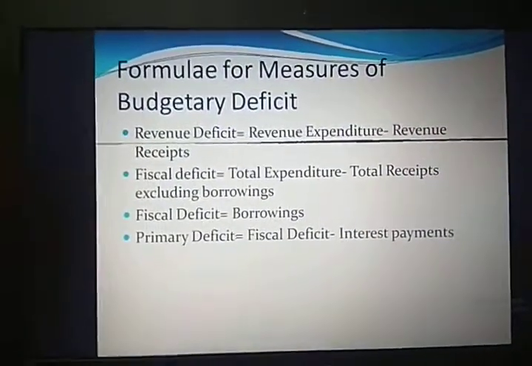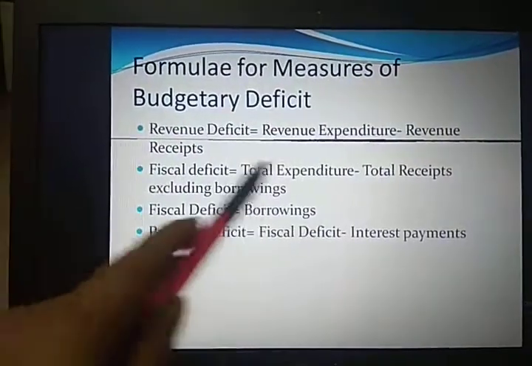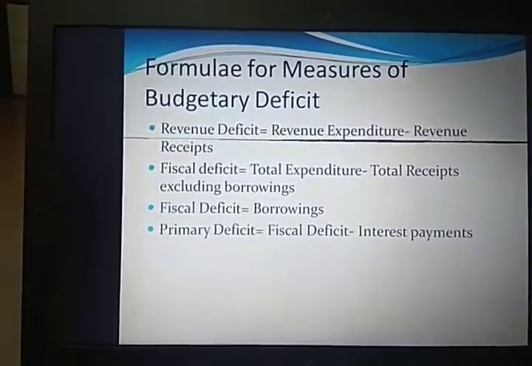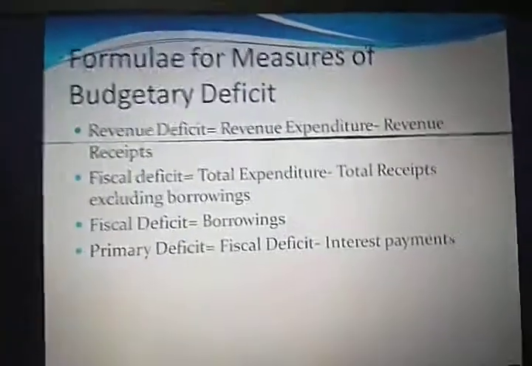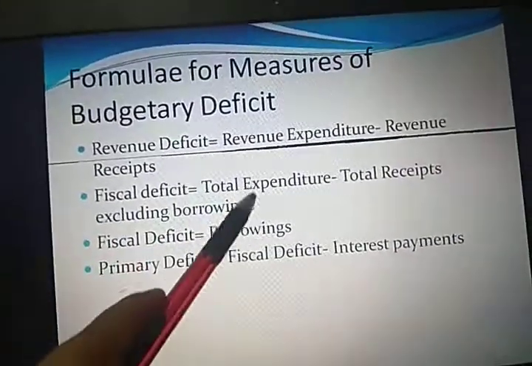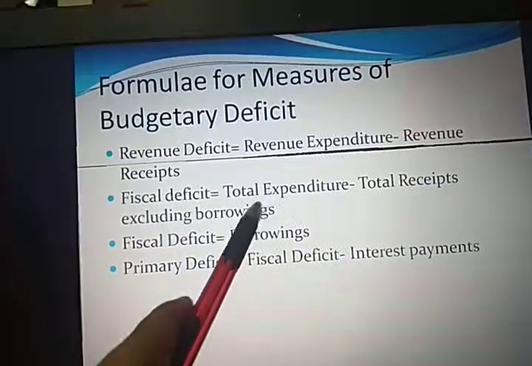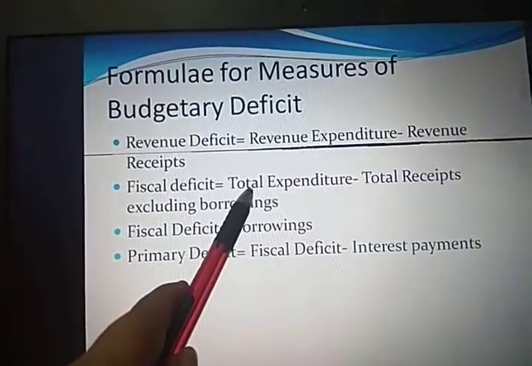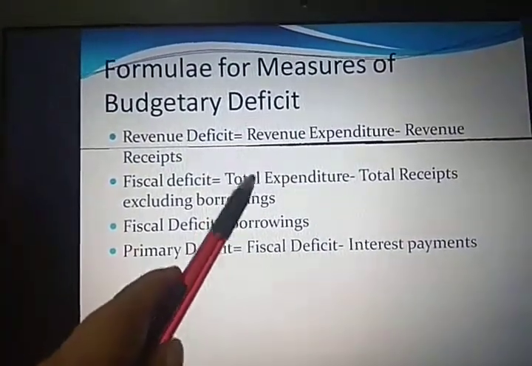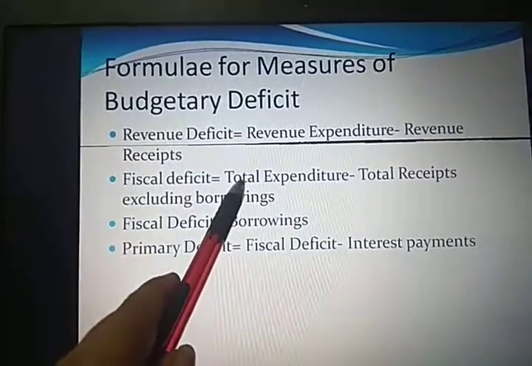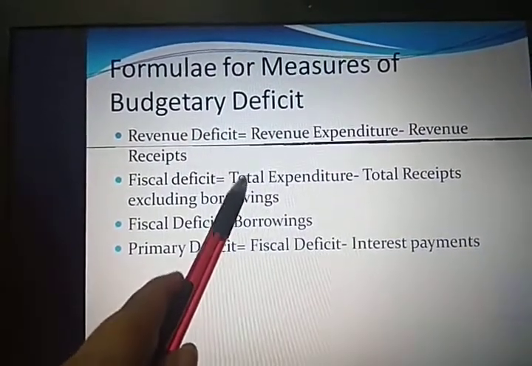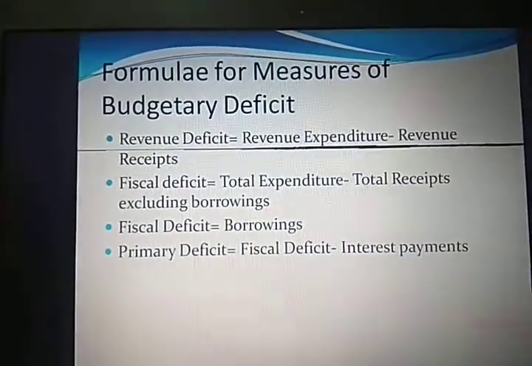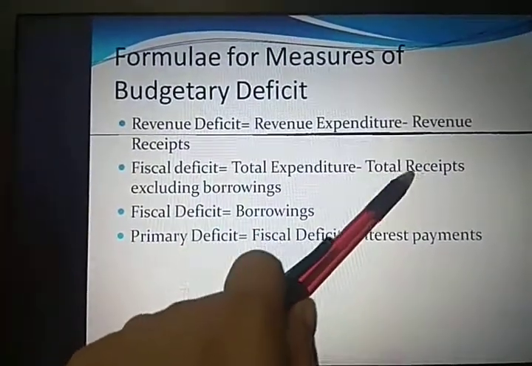Now we talk about fiscal deficit. Fiscal deficit is a situation when total expenditure exceeds total receipts excluding borrowings. Now, in order to make you understand this, students, I would like to tell you what is total expenditure and what is total receipt. Total expenditure here is equal to revenue expenditure plus capital expenditure. You have studied two types of budget expenditure, that is revenue and capital expenditure, which is equal to total expenditure. And total receipt is equal to revenue receipt plus capital receipt. So both together is known as total receipt.